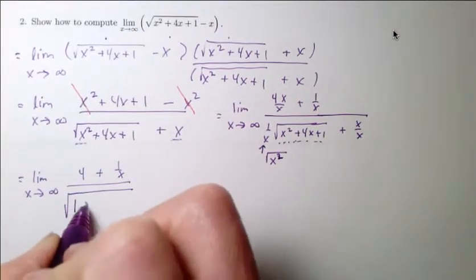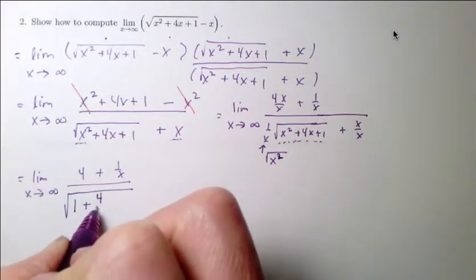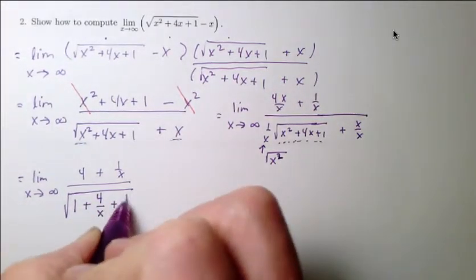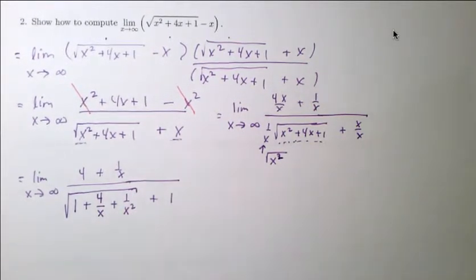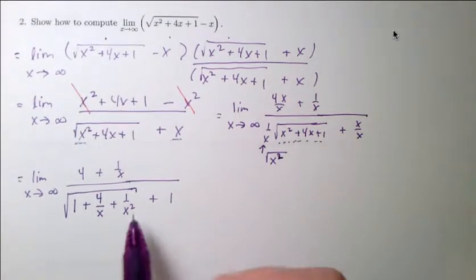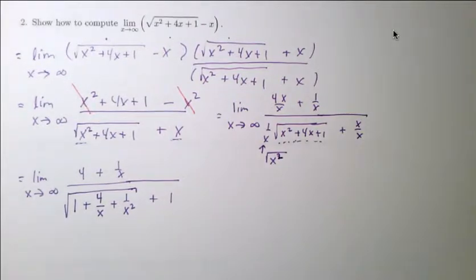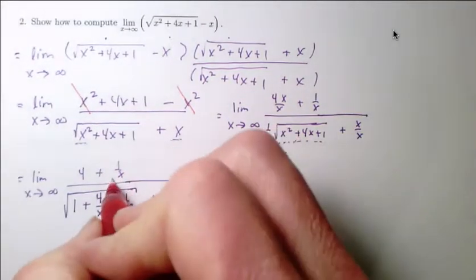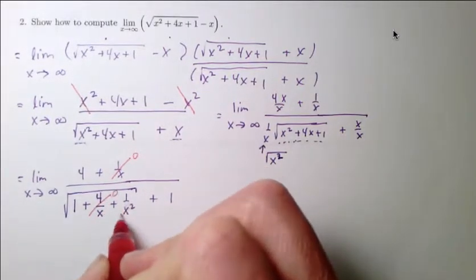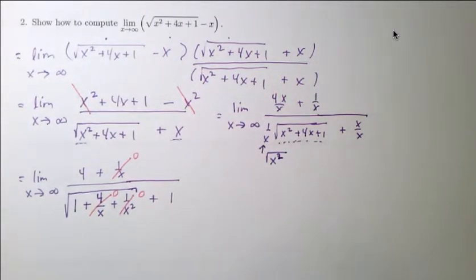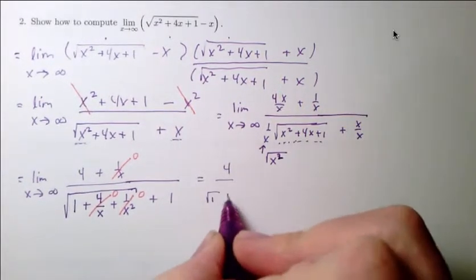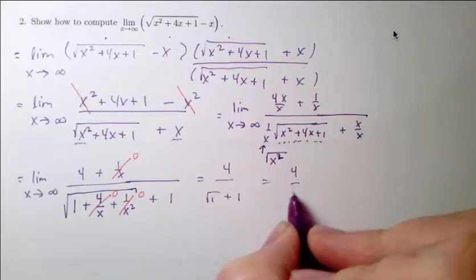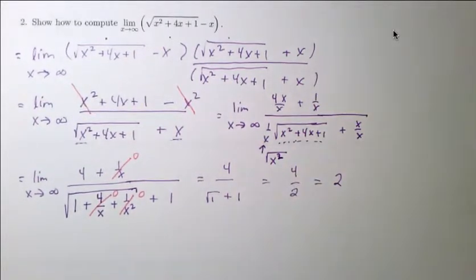x squared over x squared is 1, plus 4x over x squared is 4 over x, plus 1 over x squared. And now we're in a position to evaluate using the idea that as x goes to infinity, a bunch of these terms are going to 0. So the value of this limit is 2.